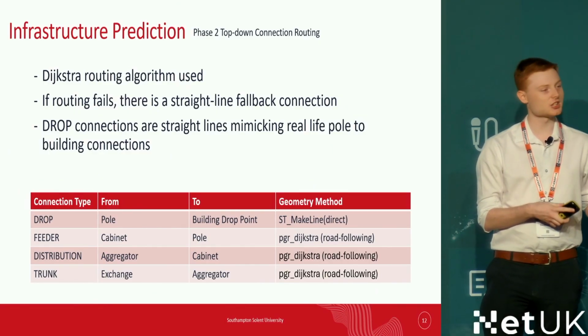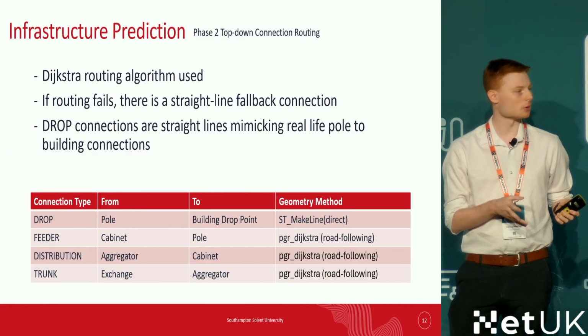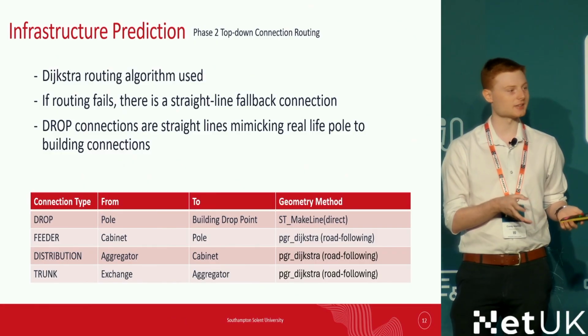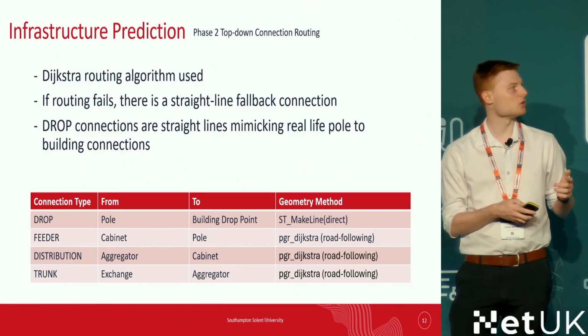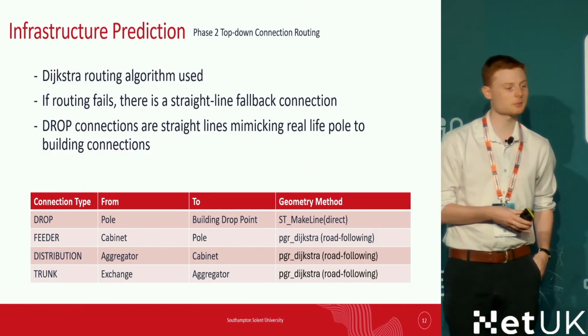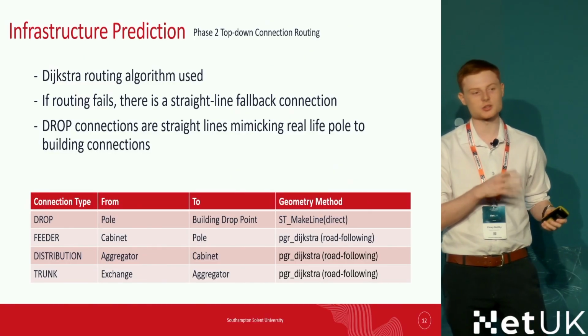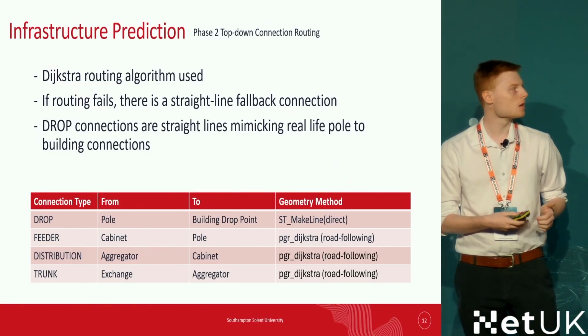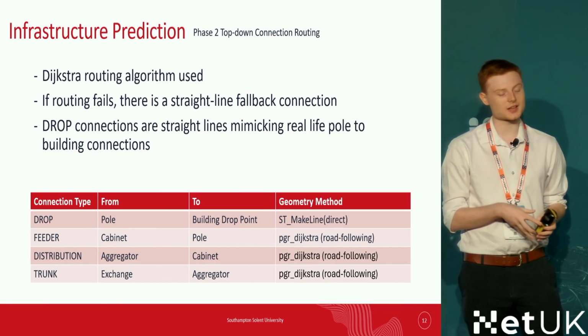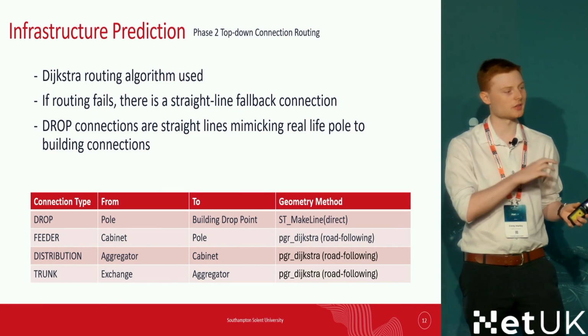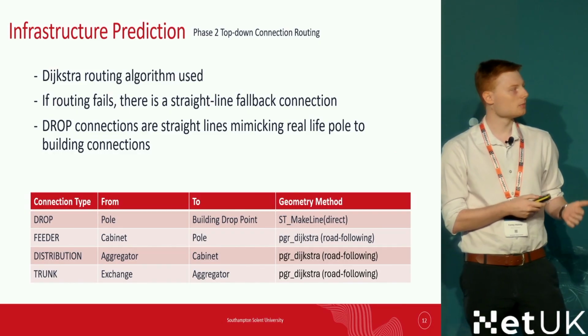So then to actually make the network, we placed the network hardware down as nodes, and then connected them using Dijkstra's shortest path algorithm. If that ever failed, we'd just draw a direct line between the artifact itself and the drop point. Each building itself has a drop point, which we generated during the importing.